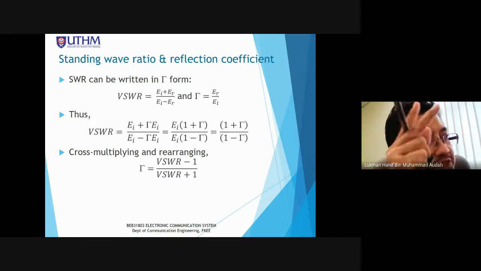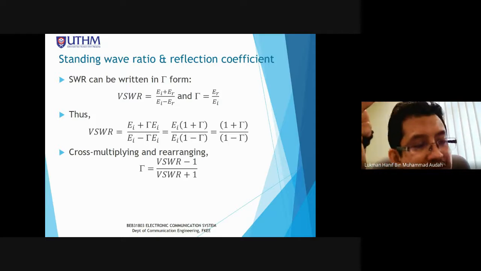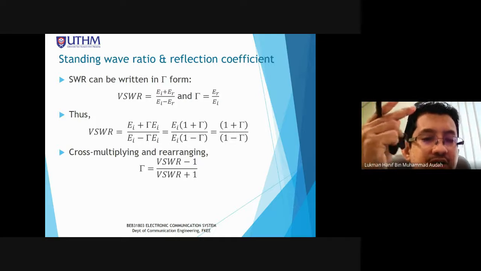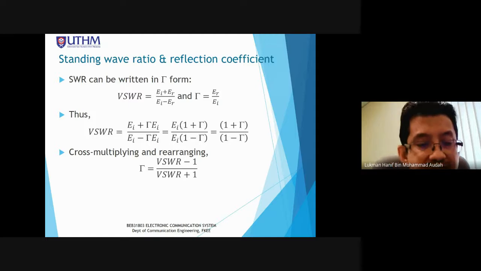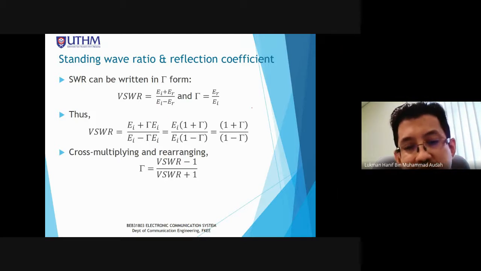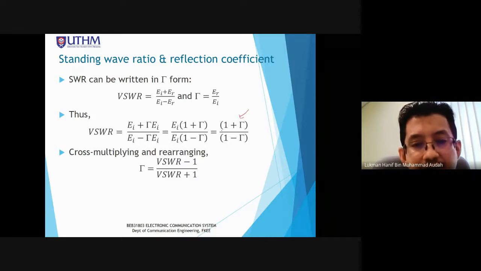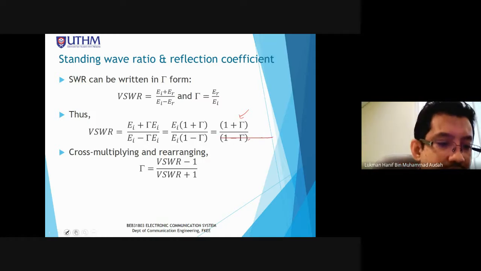perkaitan antara the relationship between VSWR and also the reflection coefficient. Okay, so VSWR and reflection coefficient, we can see the relationship. VSWR is equal to, ini dia, simplify the equations, it becomes like this. VSWR is equal to 1 plus reflection coefficient divided by 1 minus reflection coefficient. Okay, no unit. VSWR tidak ada unit.